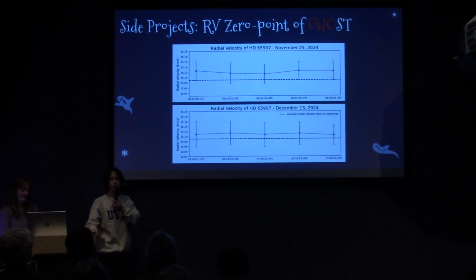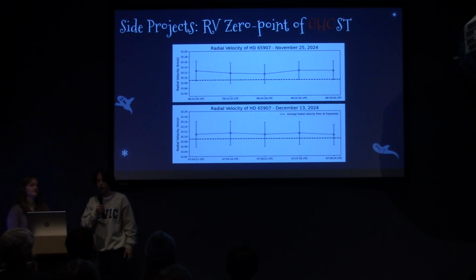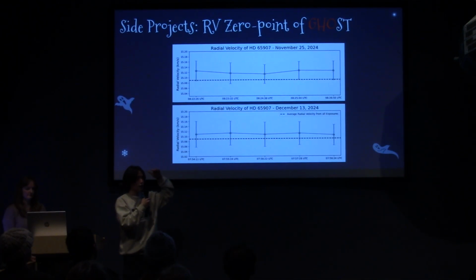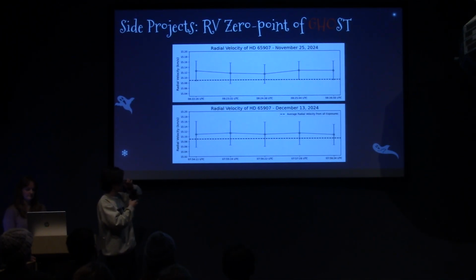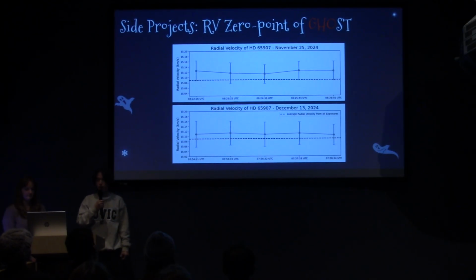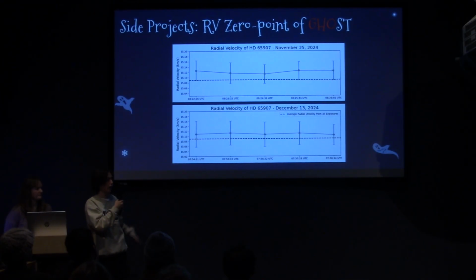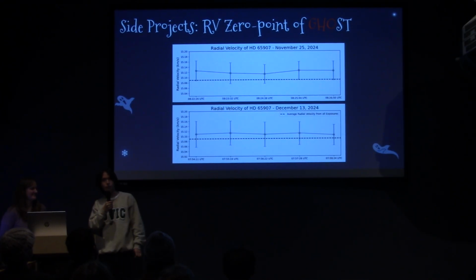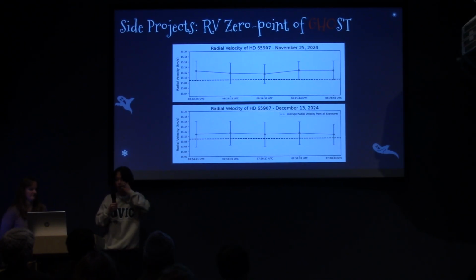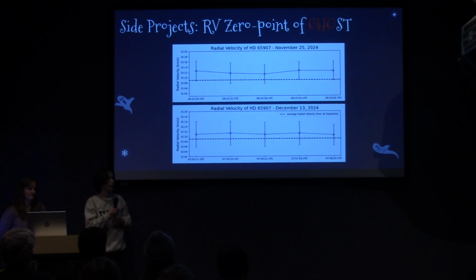Now, we had 10 different days of exposures, 5 exposures for each day, and they ranged on the low end of about 14.7 kilometers per second, and on the high end, about 15.4 kilometers per second. The accepted value for the radial velocity of this specific star, which is HD 65907, is 14.96 kilometers per second. So it does vary quite a bit, about 0.3 kilometers a second either way. And we were also not able to get to the bottom of this.